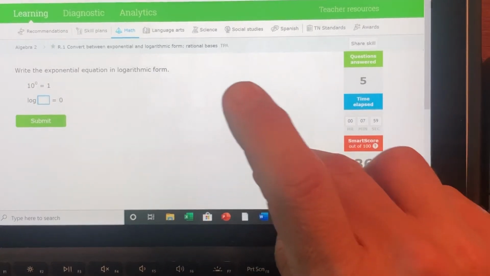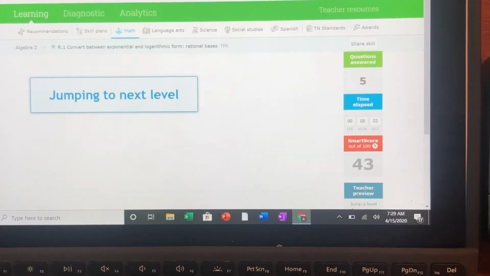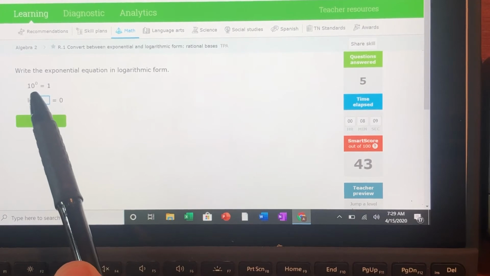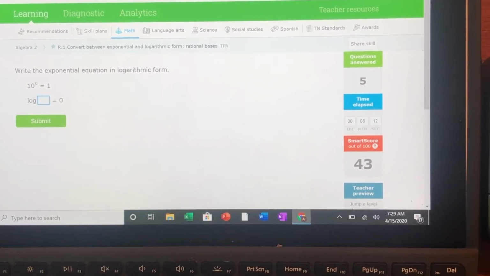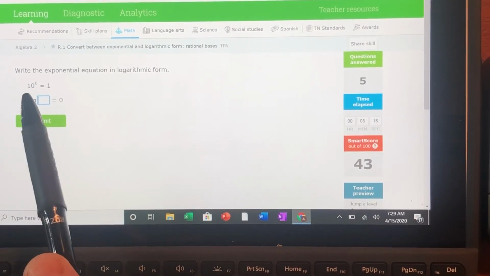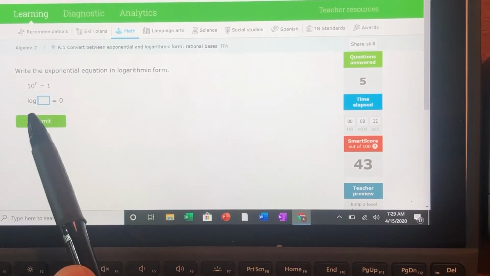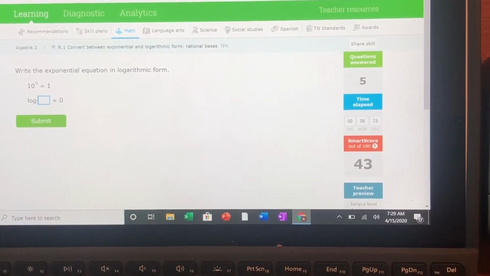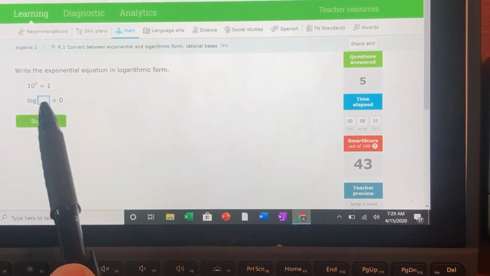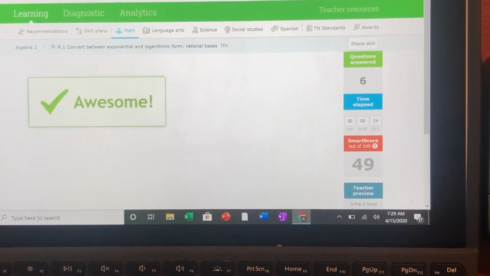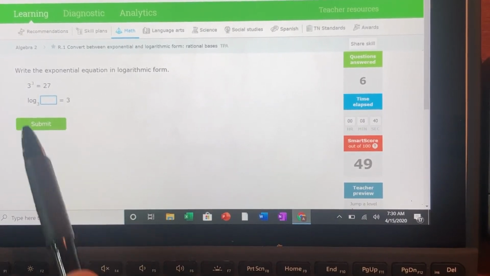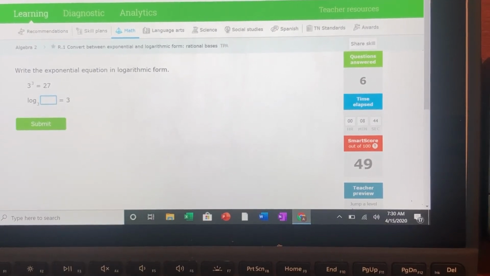Let's skip a level and see if we can make these problems more difficult. All right, let's try this one. They've given us exponential form, 10 to the 0 power equals 1, because anything to the 0 power is equal to 1. So again, this is a common log because they don't show me the base, which means the base is 10. The base is 10. So 10 to the 0 power equals what? What's the argument? The argument is 1. 10 to the 0 power equals 1. Three to the third power equals 27.